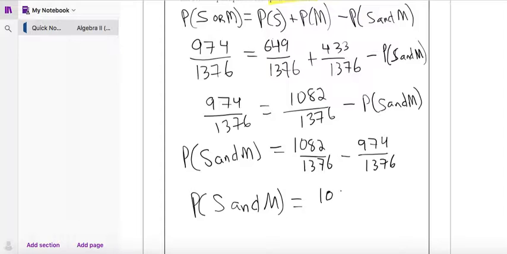I would not recommend changing this to a decimal. If you wanted to simplify the fraction, you could, but they nowhere said you had to do that. So this will be a complete and correct response, my friends. Check it out.